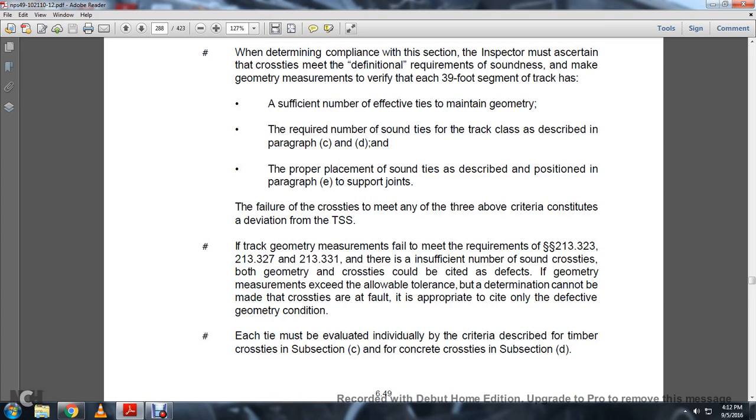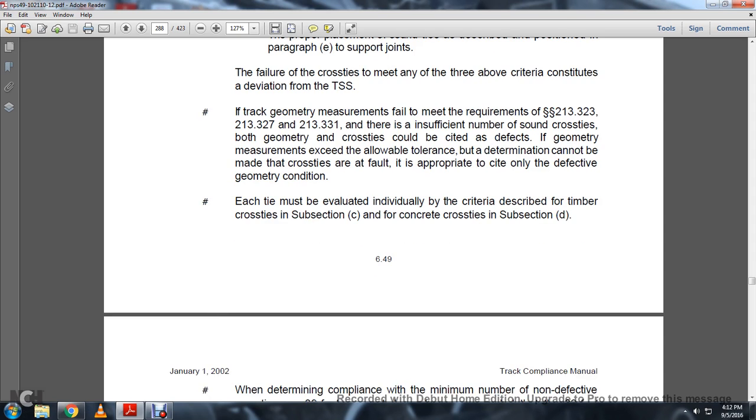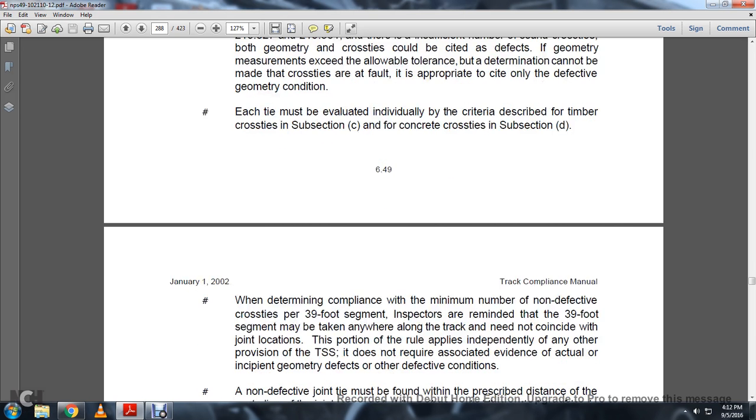Failure of the cross tie to meet the above three constitutes a deviation of track safety standards. The track geometry measurement has failed in requirement of the statutes 213.323, 213.327, and 213.331. If the insufficient number of the sound cross ties of the geometry cross ties could be cited as defects, the geometry measurement exceeds the tolerance, and the determination cannot be the cross ties at fault and appropriate site of the defective geometry condition. Each tie should be measured individually by criteria described with the timber cross ties subsection C and concrete cross ties subsection D.